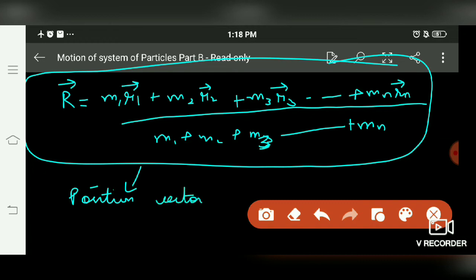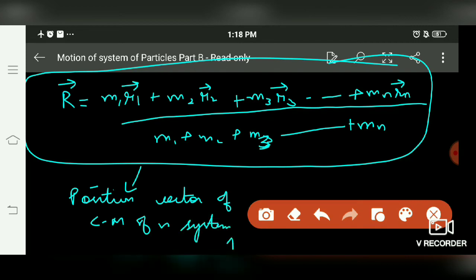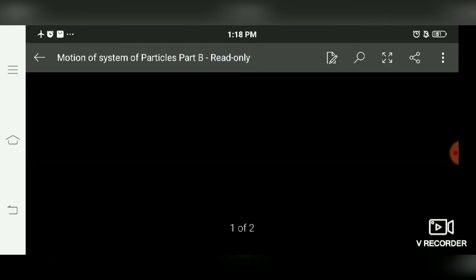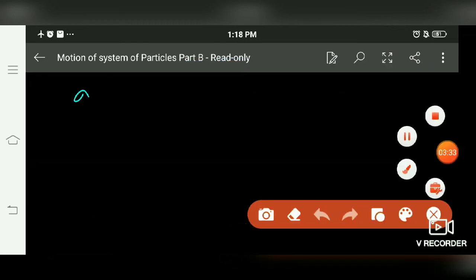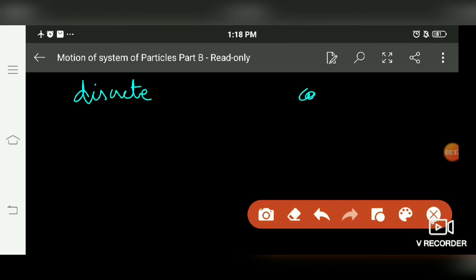of the center of mass of a system of n particles, where we have two types of system. One is discrete system, the other is continuous system. Discrete means when the particles are away from each other. Continuous means when they are lying one after the other like this.